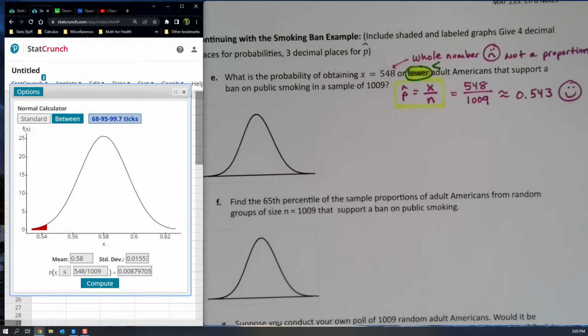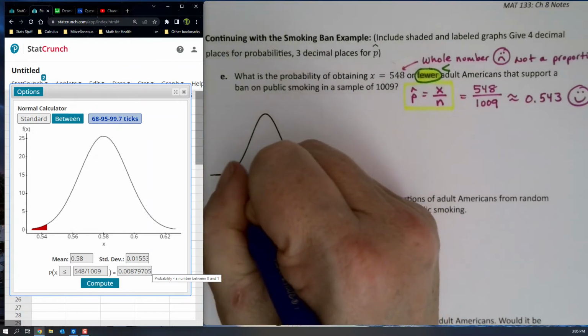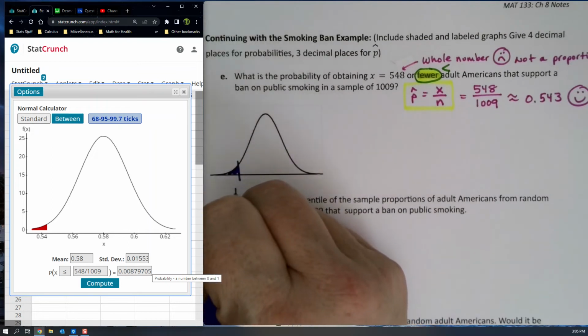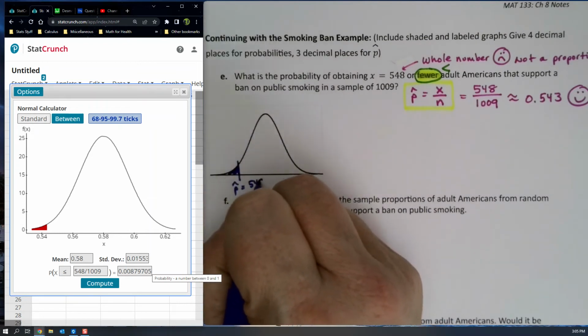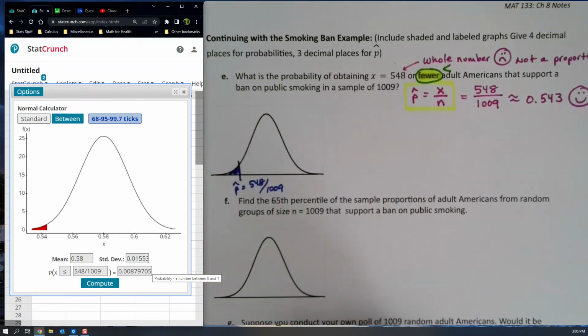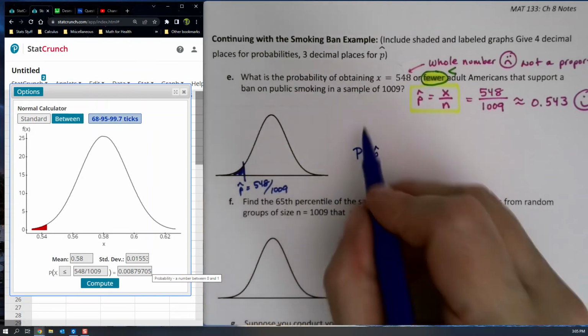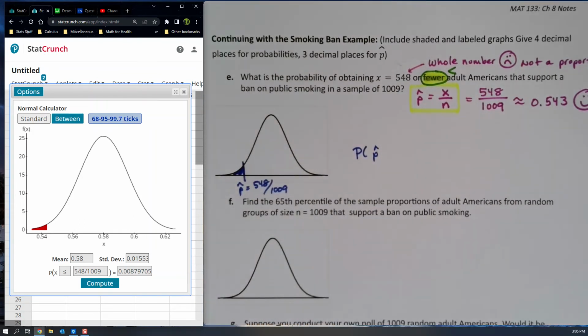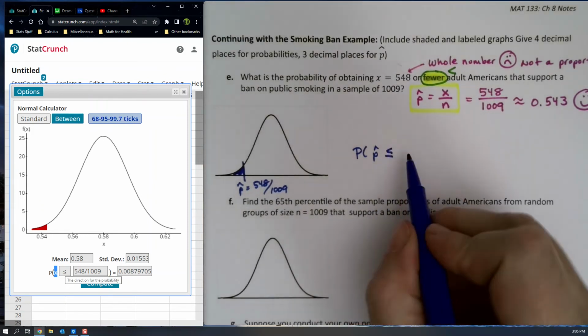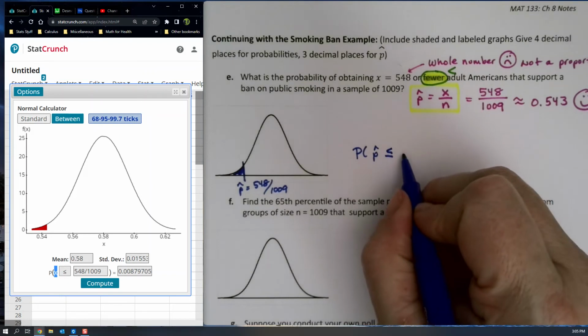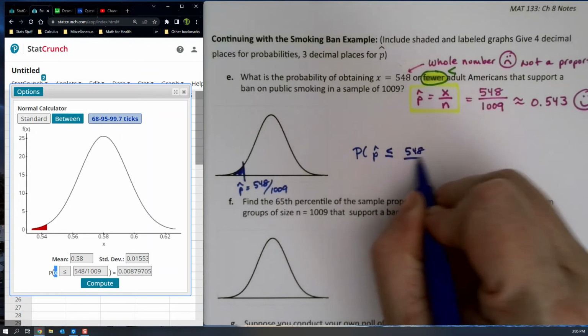Click compute, and it will find the value for you. It's 0.008797. Nice, huh? So let's shade that, and then let's label everything. Right over here, we've got a little tail. We knew this value, p hat, was 548 over 1009. That was the part we knew. And so the probability that p hat, capital probability, and again, it uses the letter X in there because StatCrunch doesn't know anything. It doesn't know what you're working on. It doesn't know you're working with a proportion problem. So it's less than or equal to 548 over 1009.